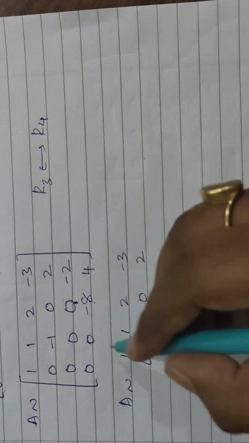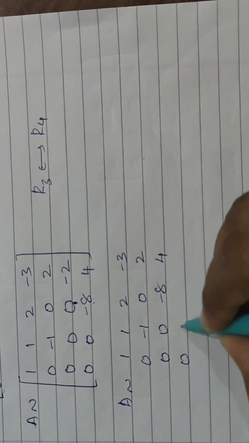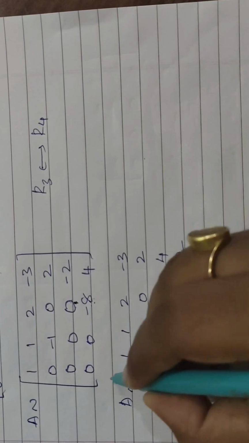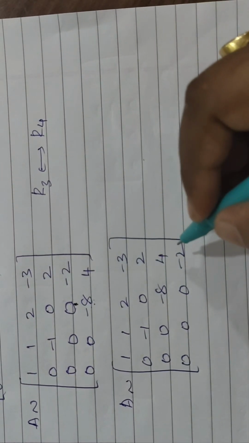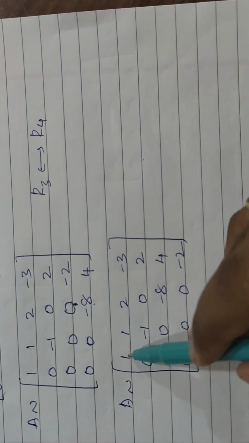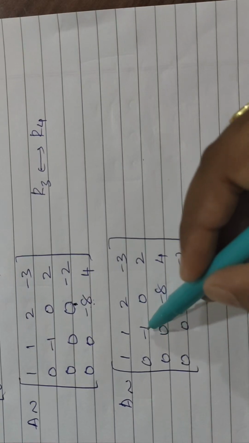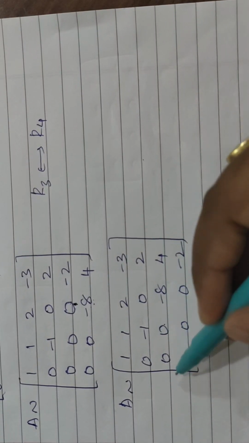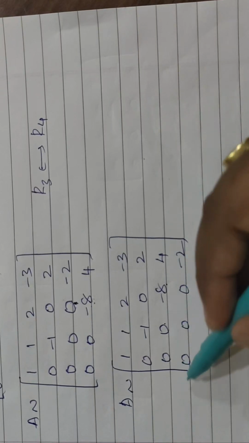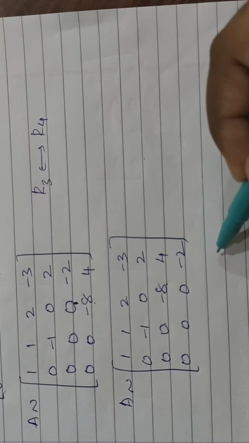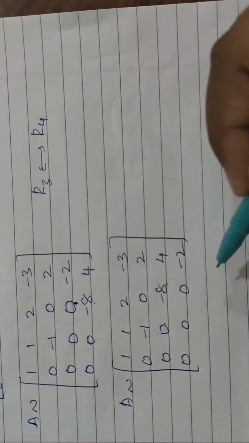Now if I interchange these two, 0, 0, minus 8, 4, 0, 0, 0, minus 2. See here, now the given matrix is in the echelon form. Why? Because first row, first element, the elements below this are 0. Second row, second element, the elements below this are 0. Third row, third element, the elements below this are 0. Fourth row, fourth element, there are no elements. So we'll stop here, meaning we have reached the echelon form.